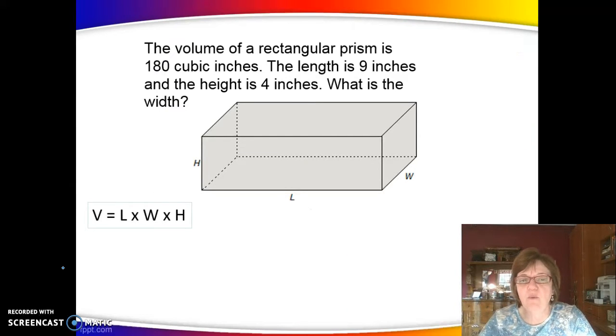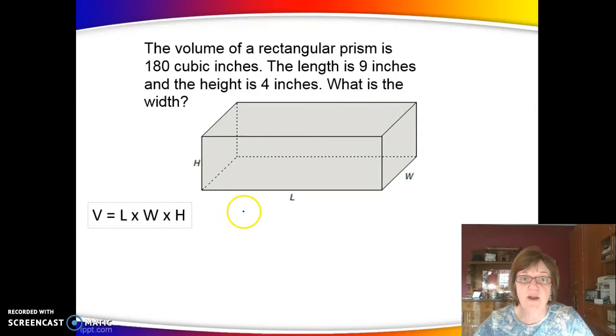Up until now, what we've been doing is finding the volume when I've given you all of the sides. But what if you get a problem like this one, where you're given the volume and two sides? How do you find the other one? This one has a volume of 180 cubic inches, a length of 9 inches, and a height of 4 inches. What's the width? We don't know. So let's set this up.